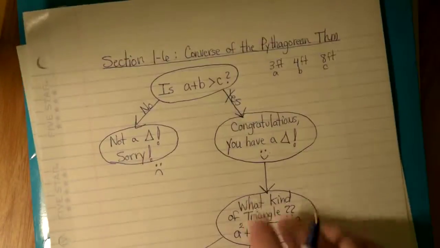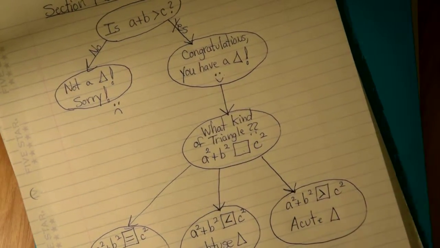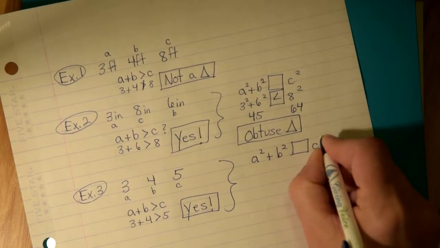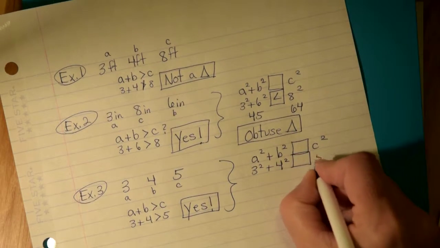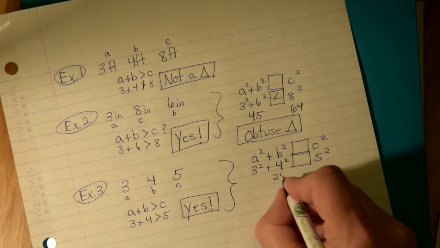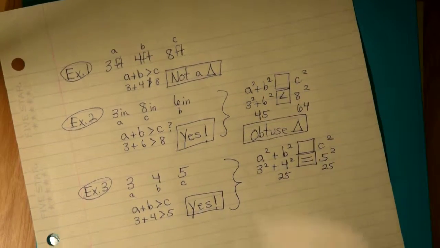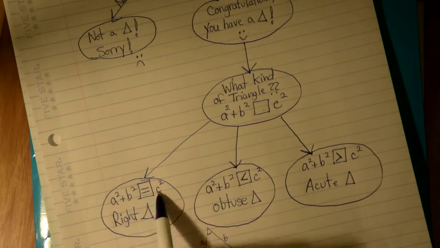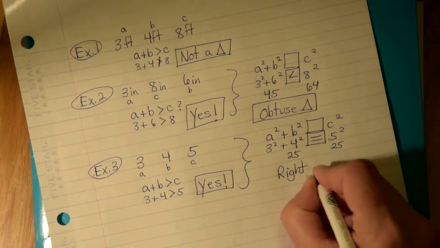So, once again, I've gone down to here. Yes, it's a triangle. Now we're going to answer what kind. So A squared plus B squared, compare it to C squared. 3 squared plus 4 squared, and this is 5 squared. Well, this is 9 plus 16, that equals 25. This is 25. So both sides are equal to each other. If we look on the flow chart, what kind of triangle is it? When both sides are equal, that's a right triangle, because this is the Pythagorean theorem. So this is a case where it's a right triangle.